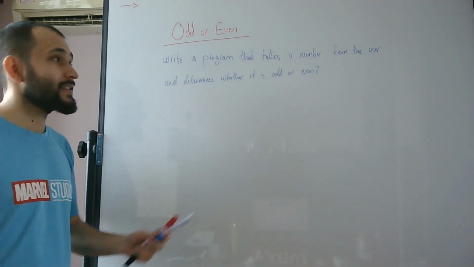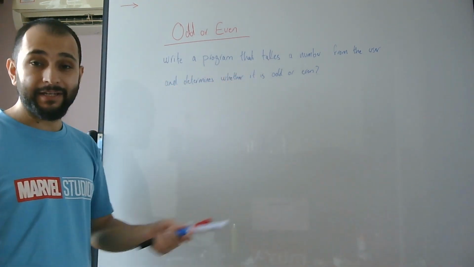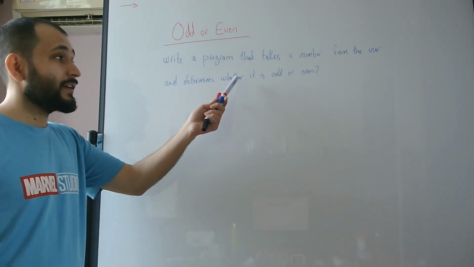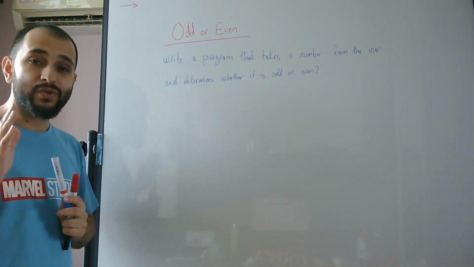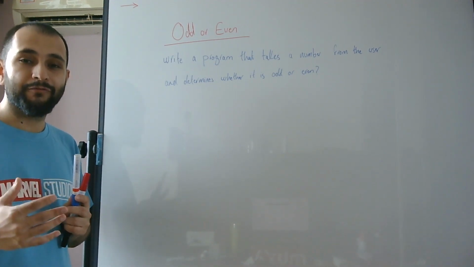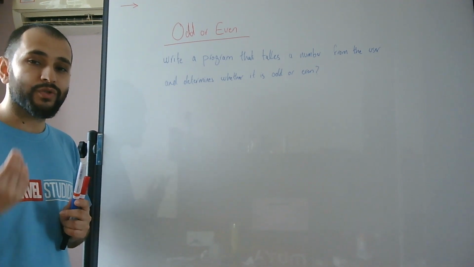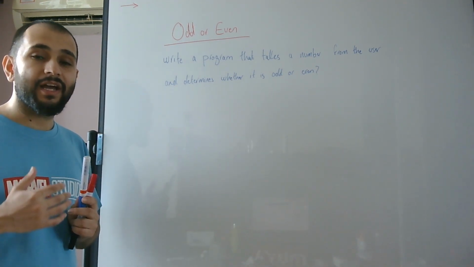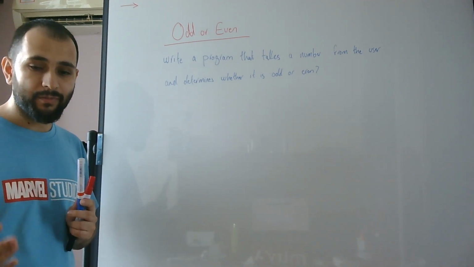This is the odd or even exercise. I want you to write a program that takes a number from the user, and then this program determines whether this number is odd or even. So go on and try to solve this problem on your own. This will help you improve your programming skills, and if you are not able to solve it, or if you want to check how it can be solved, then come to this video once again and I will be showing you how to solve this problem.